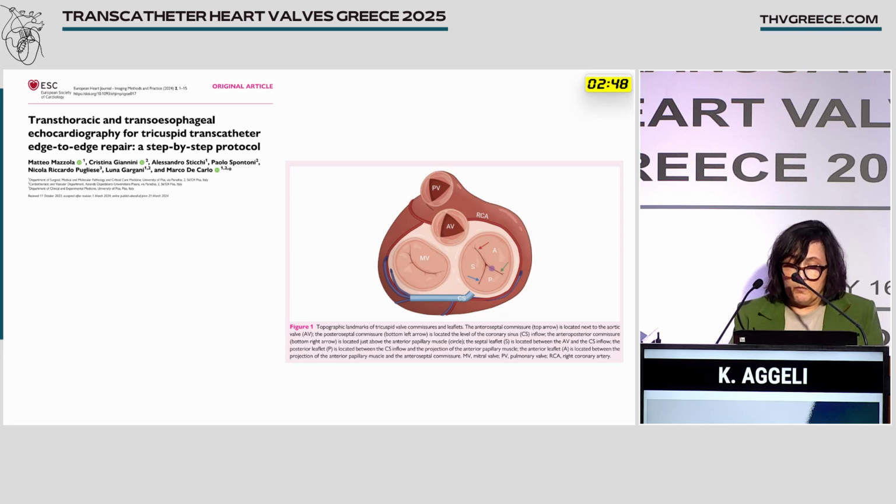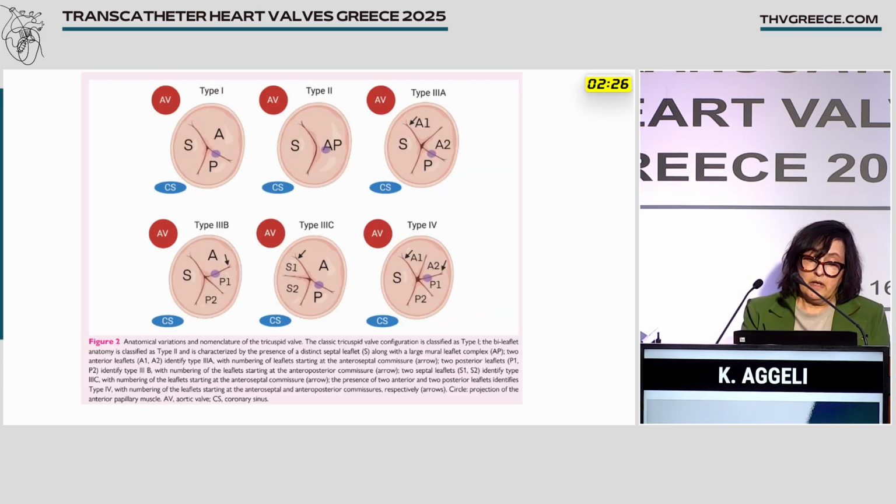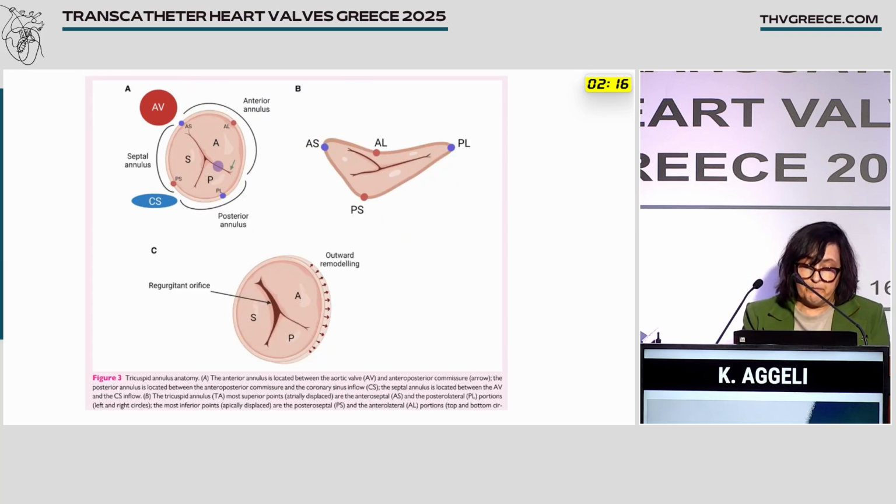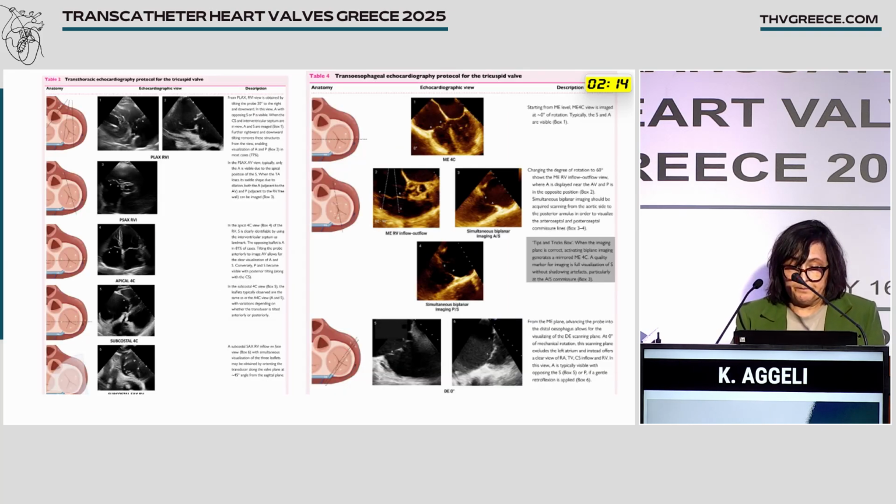Let's move to some important topographic landmarks of tricuspid valve commissures and leaflets. And when we depict the tricuspid valve, we have to depict the coronary sinus and the anterior muscle. Different phenotypes of a tricuspid valve with 3, 2, 4, or 5 leaflets, and the tricuspid annulus anatomy.